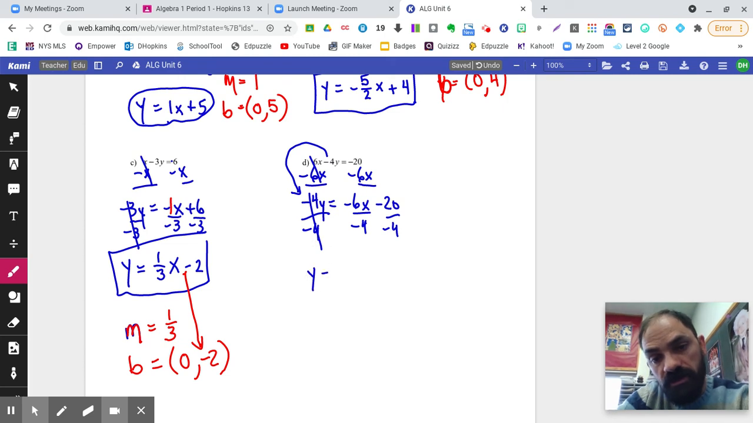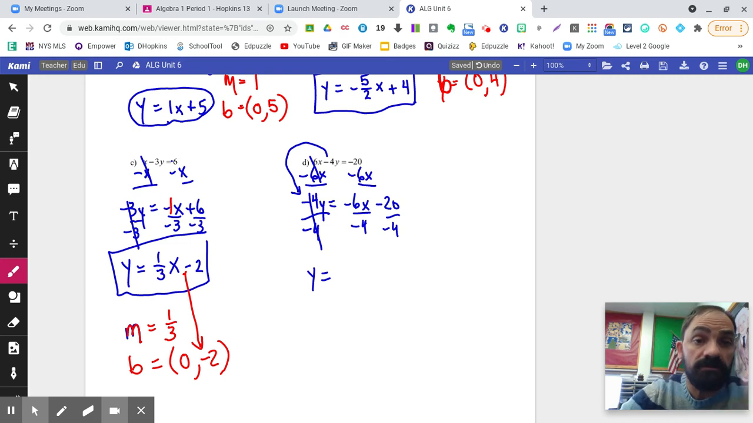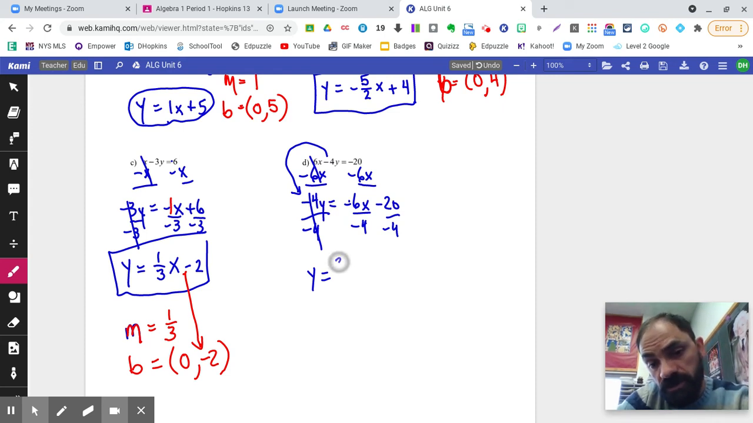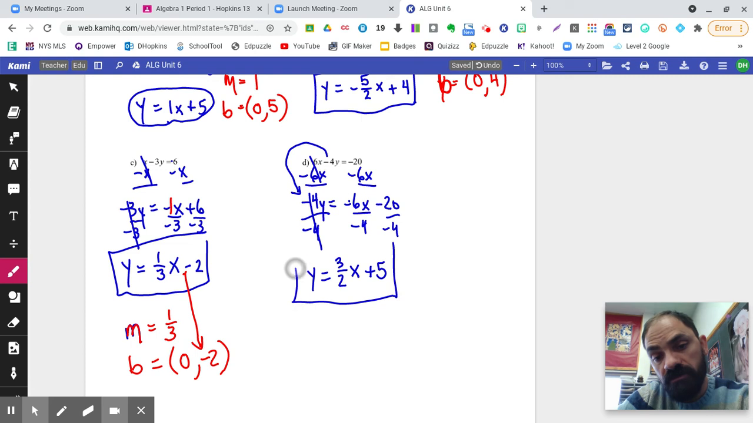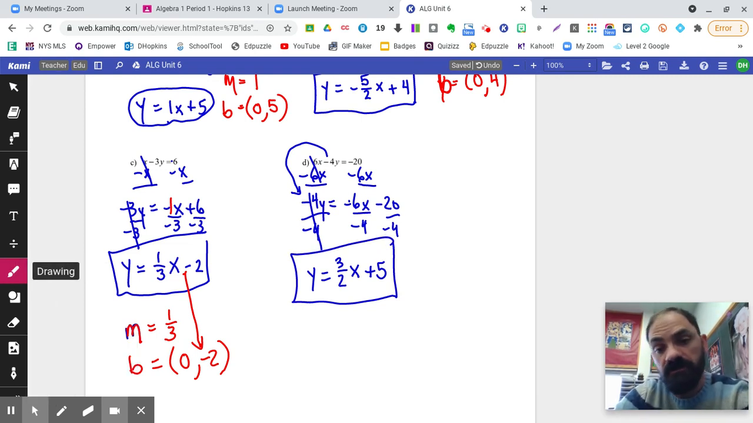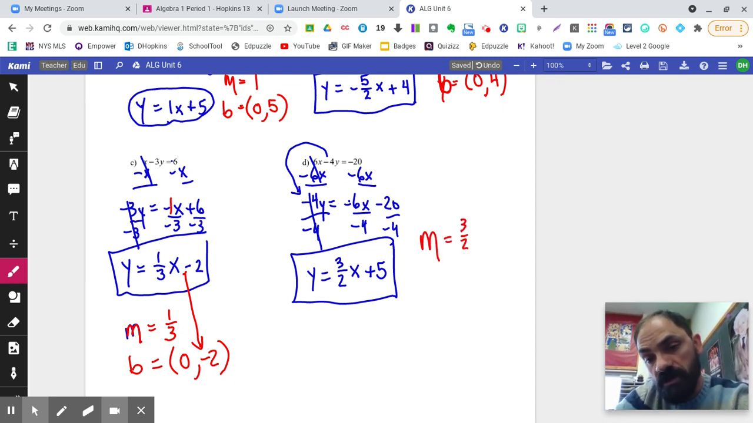So we have y equals, I can reduce this. Well, a negative divided by a negative, we're going to keep it as a positive. So I can have it as 6/4x. I don't have to reduce, but I can. 6/4 reduces to 3/2x. -20 divided by -4 is a +5. And let's determine the slope and y-intercept now. Slope, number in front of x, 3/2. And the y-intercept, as an ordered pair, is 0, 5.